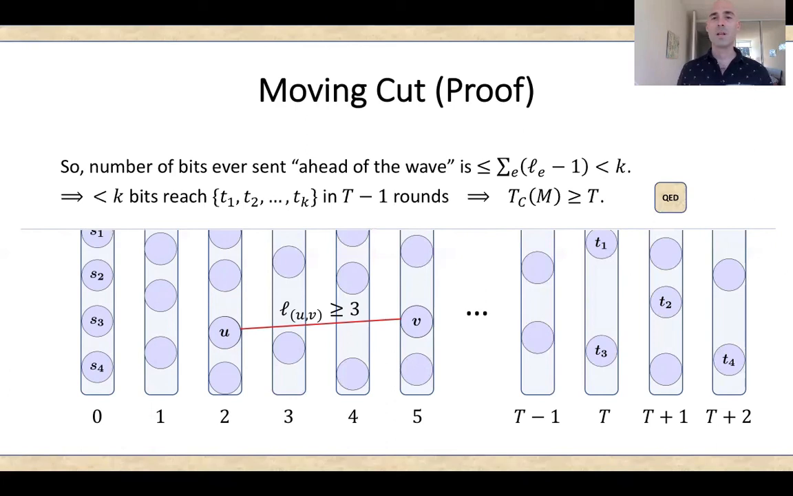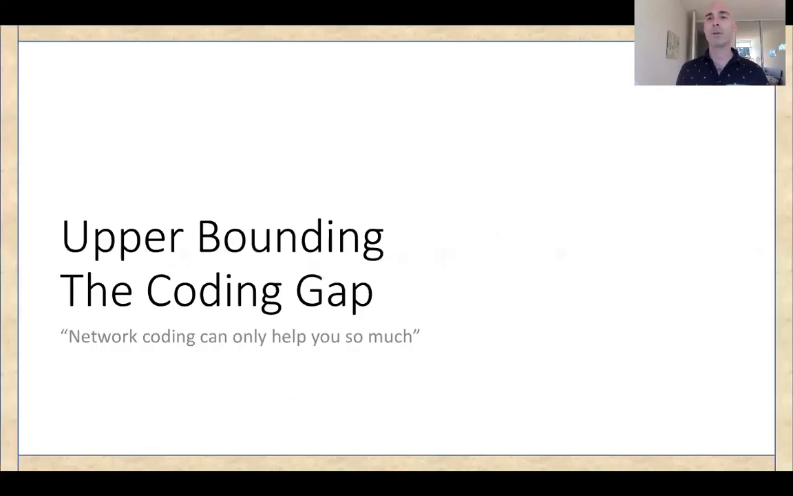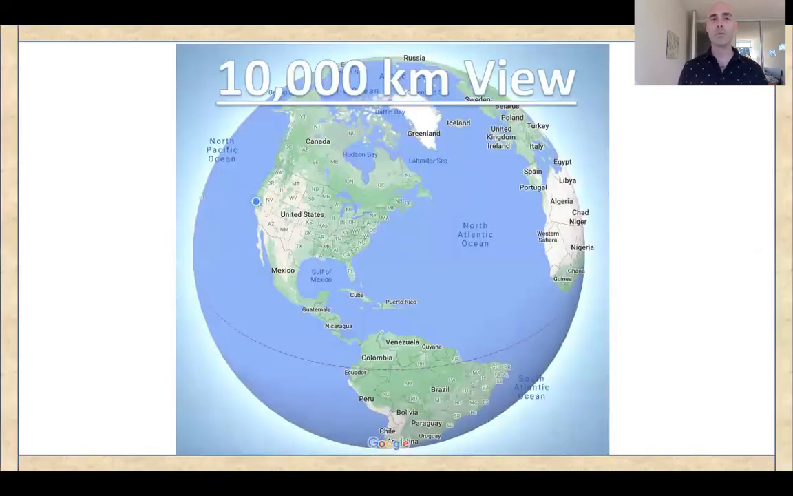Great. So now I've given you kind of the crux, maybe the core, of what's going on in this paper, albeit at a somewhat high level. Let me try and show you how you can use this to prove upper bounds on the coding gap. Of course, this is going to be a somewhat high level view.